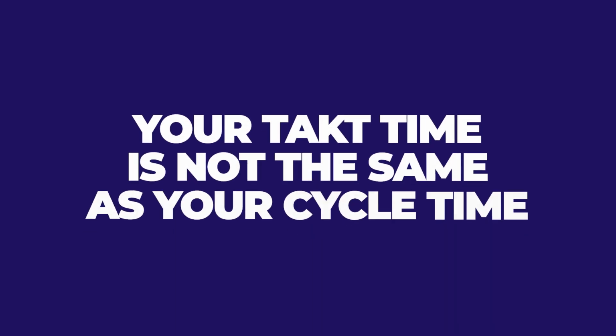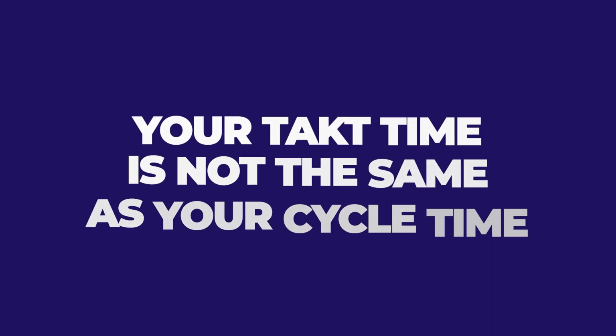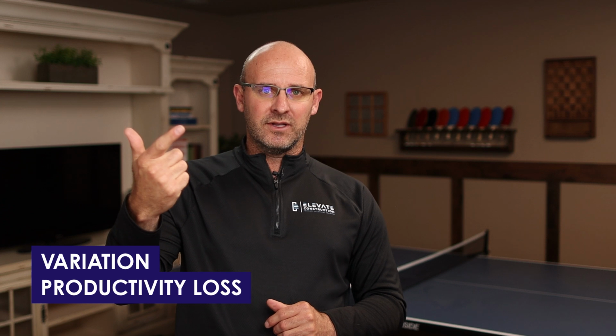So your Takt Time is not the same as your cycle time. Your cycle time is how long it will take your crew to accomplish that work for one work package in one zone. And it shouldn't be a 1-for-1. It shouldn't be Takt Time is 3 days, cycle time is 3 days. That will leave you with no buffer. The problem is that there's variation that the crew experiences and productivity loss based on variation, right? And so you need a little bit of a buffer.